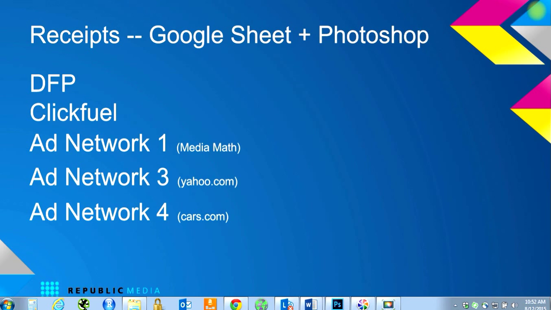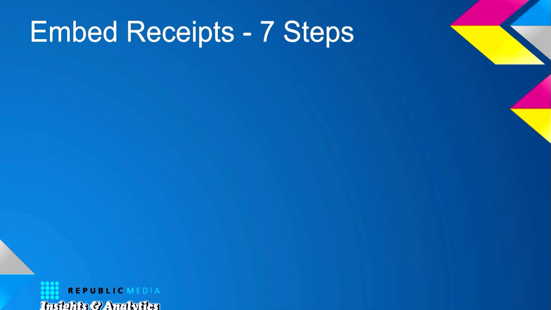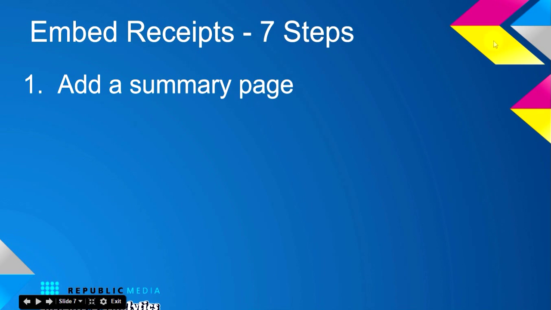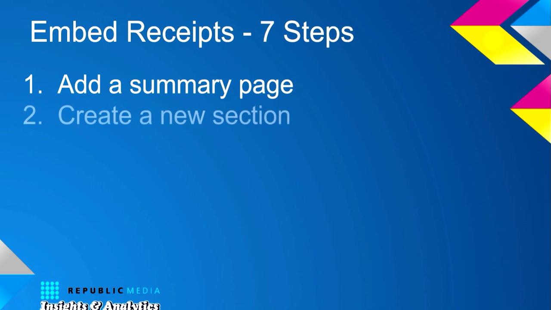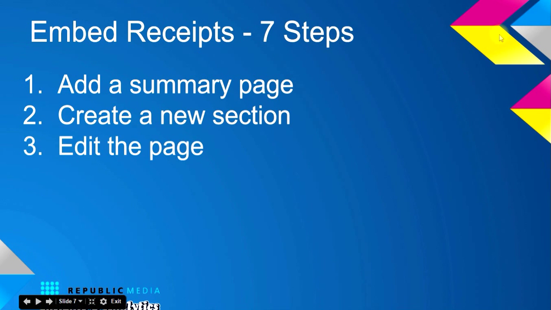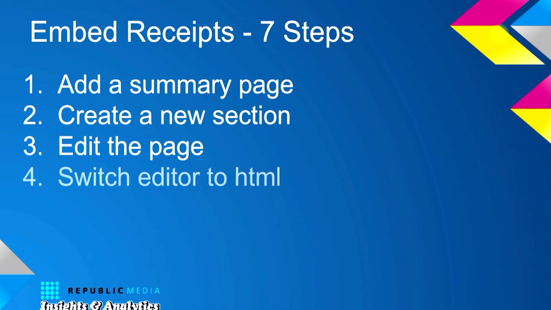And we put those into a Google Sheet, and we learned how to embed those sheets. All right, so we did the embed the receipts. We found that there were 7 steps to embedding the receipts. First is we had to add the summary page. We had to create a new section. We called it AZ Central in our example. We edited the page. We put the embed code in.